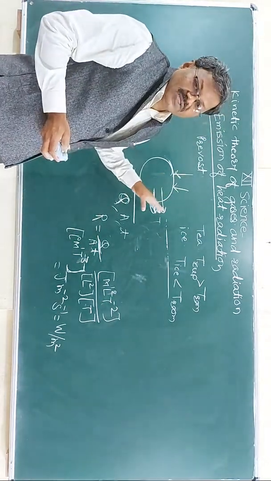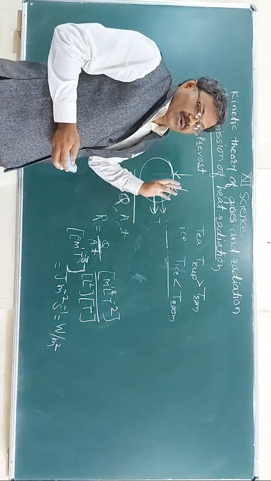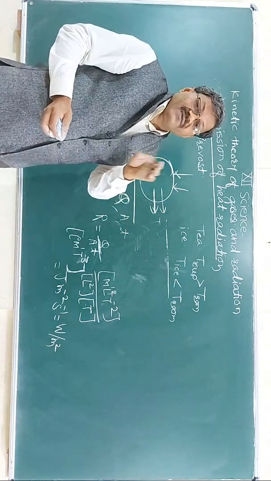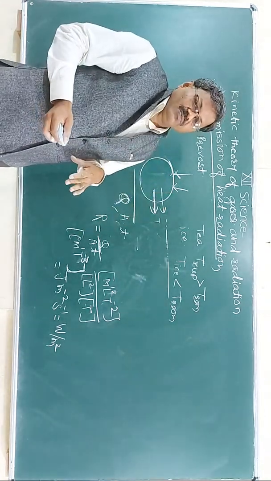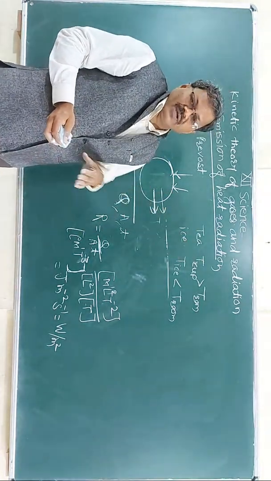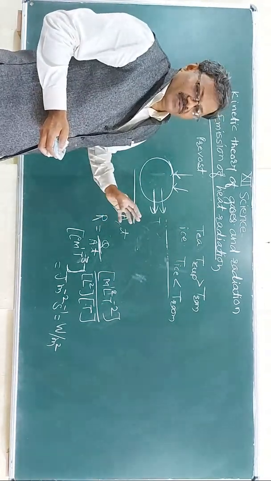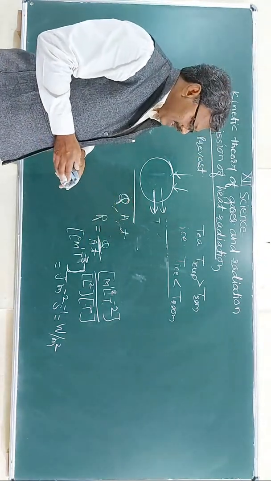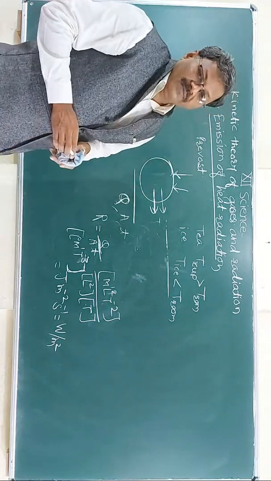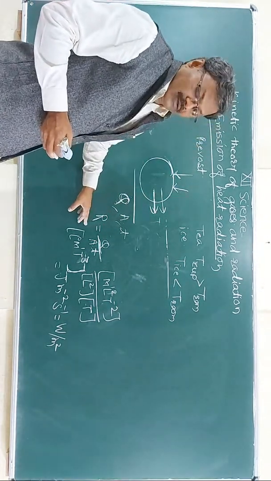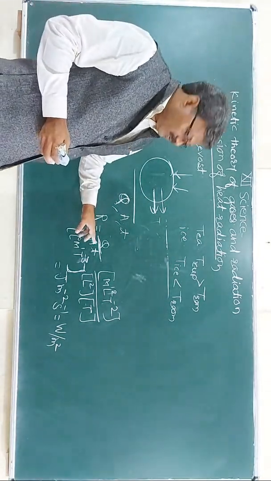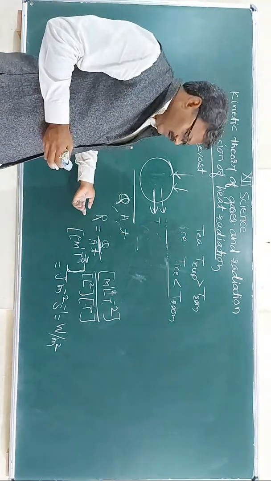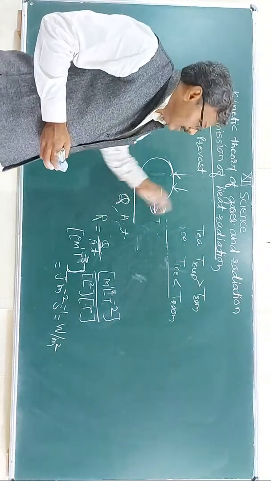Now, the emissive power of a perfectly black body is maximum, because it absorbs more energy. That's why its emissive power is also maximum. Now this is about the emission of heat radiation, in which we are concentrating on the emissive power. Emissive power is equal to Q upon A t. This is the emissive power of an ordinary body. In case of a black body, we can write this as R_B.